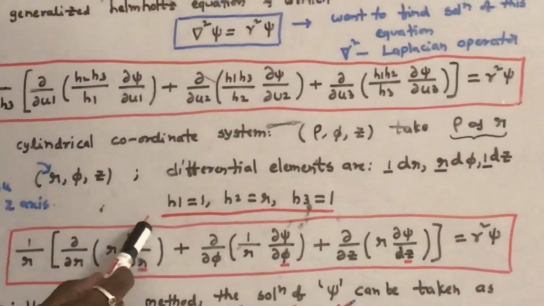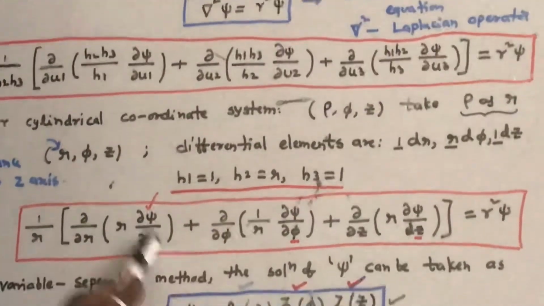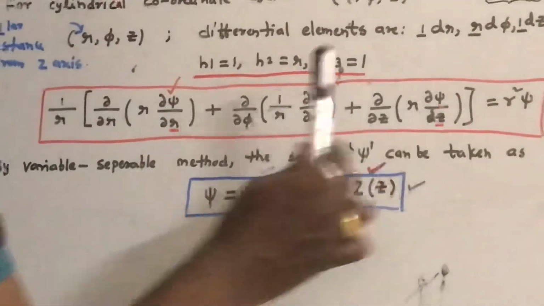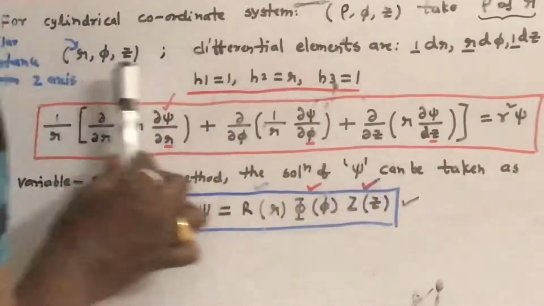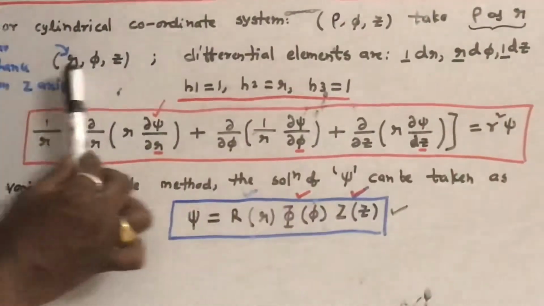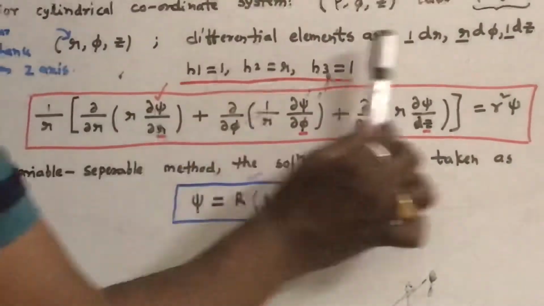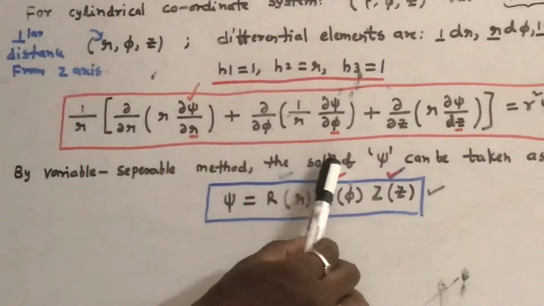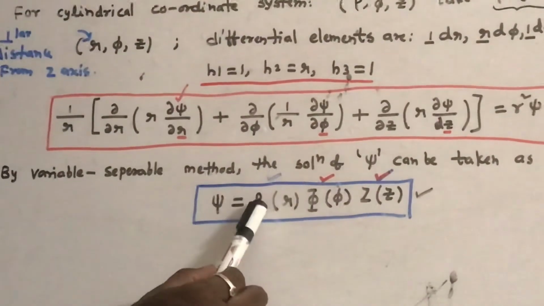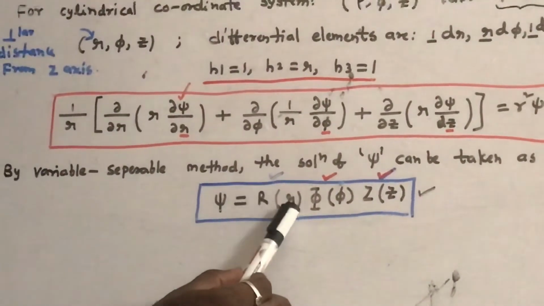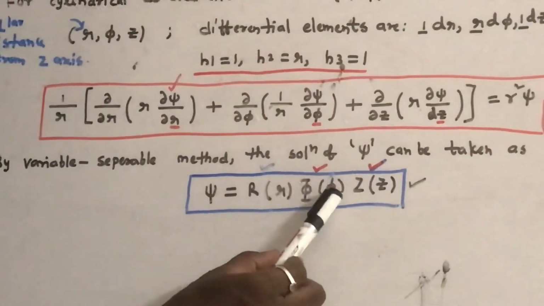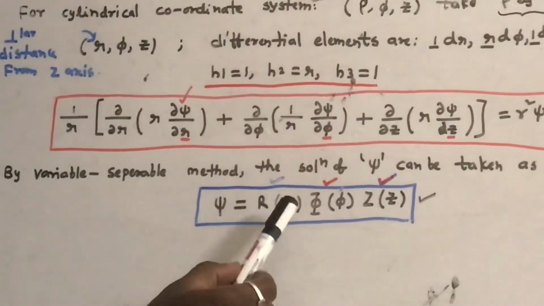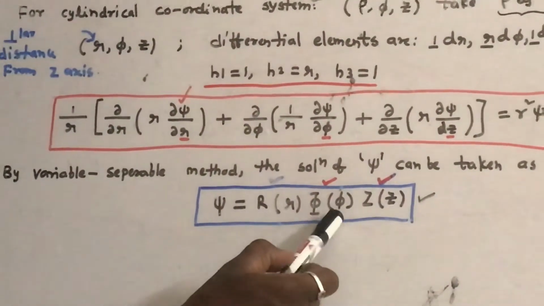You can see that psi is a function of r, psi is a function of the azimuthal angle phi, and psi is a function of z. Therefore, in mathematics, this partial differential equation can be solved, because it is a function of r, phi and z. By the variable separable method, the solution of psi is taken as R of r, where capital R is a function of r, Phi of phi, where capital Phi is a function of phi, and Z of z. Our objective is to find R of r, Phi of phi, and Z of z.